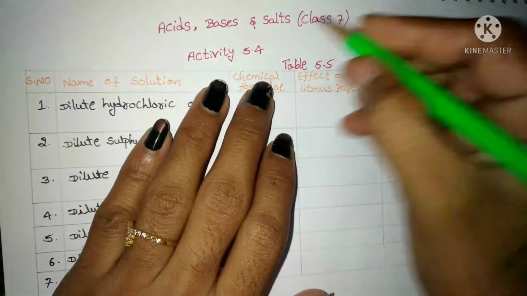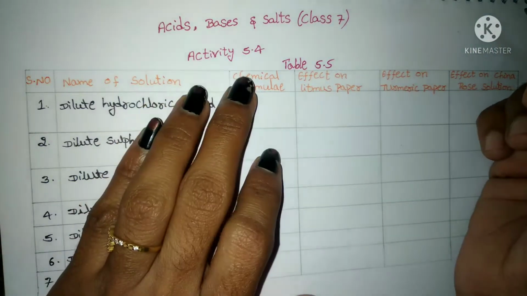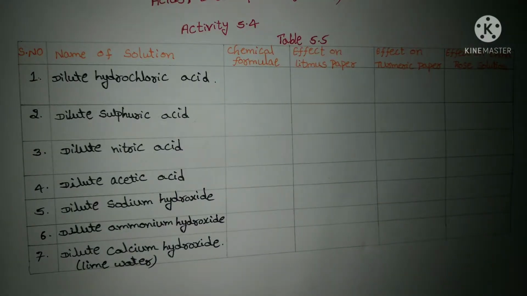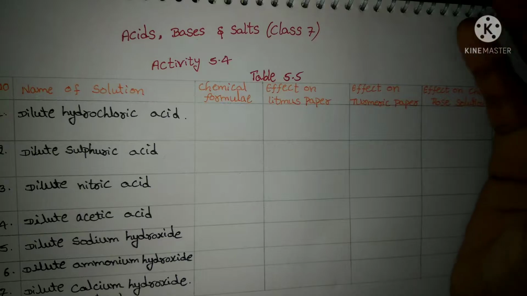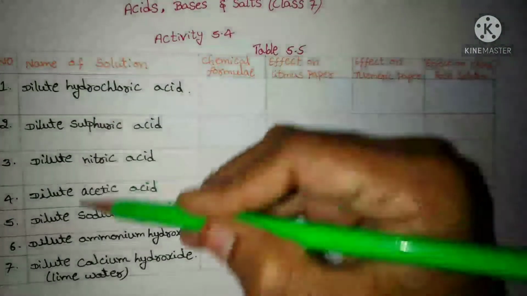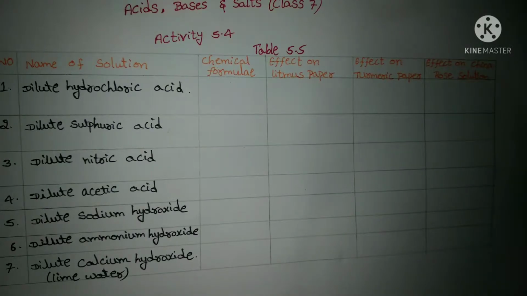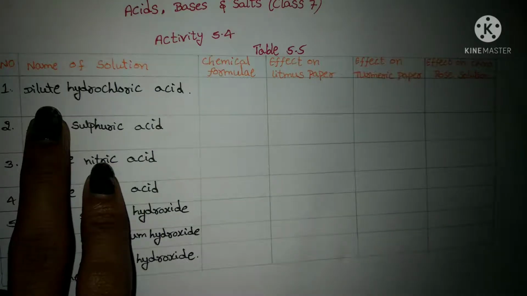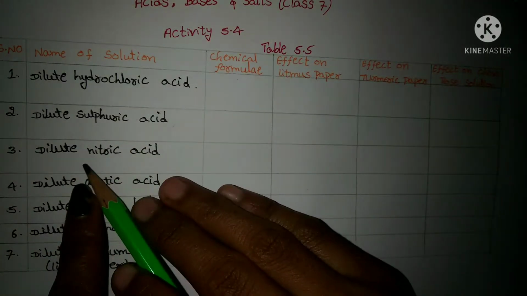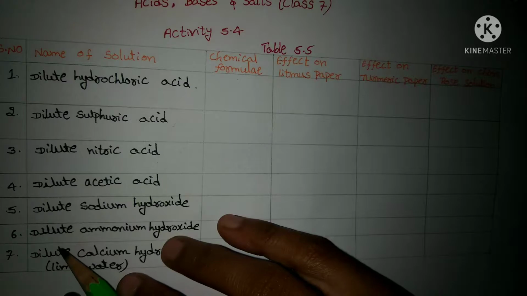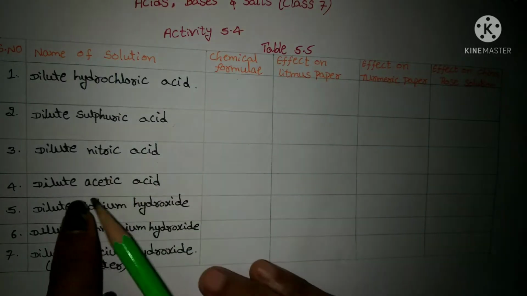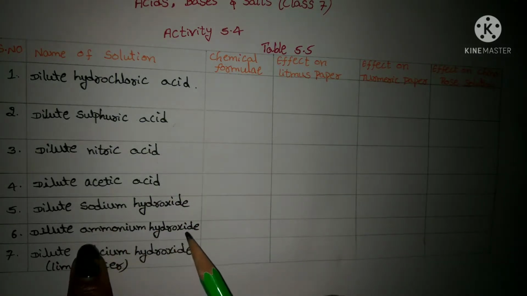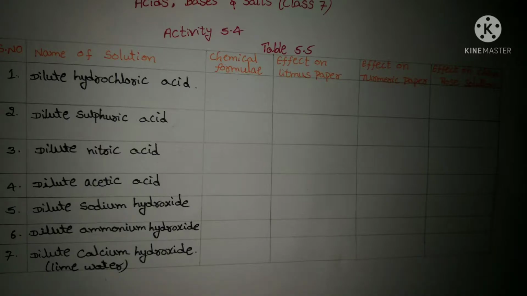This acids, bases and salts lesson is there in your 10th class also, and this topic is very useful for competitive exams also. So please listen carefully. All those solutions that I have read in your textbook, I have written here. The first one is dilute hydrochloric acid. Second, dilute sulfuric acid. Third, nitric acid. All these are dilute solutions only. Fourth, acetic acid. Fifth, sodium hydroxide. Sixth, ammonium hydroxide. And seventh, calcium hydroxide.